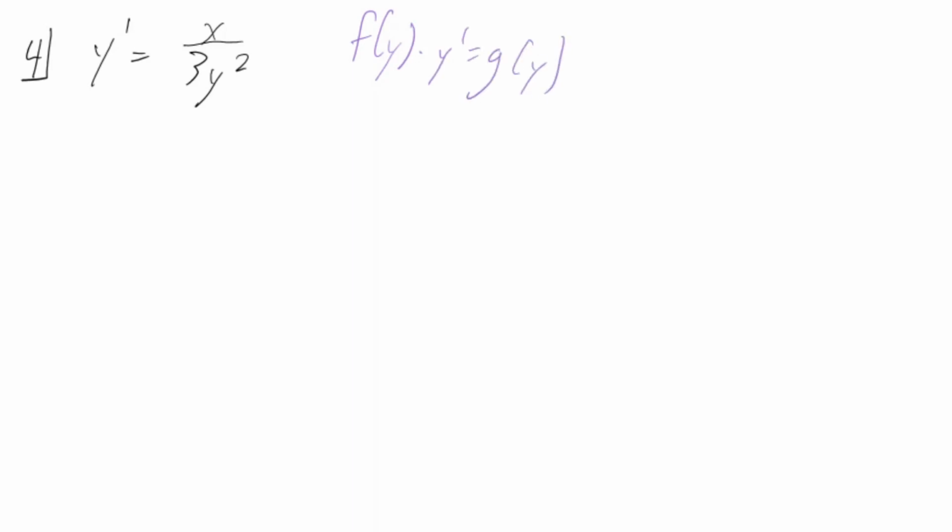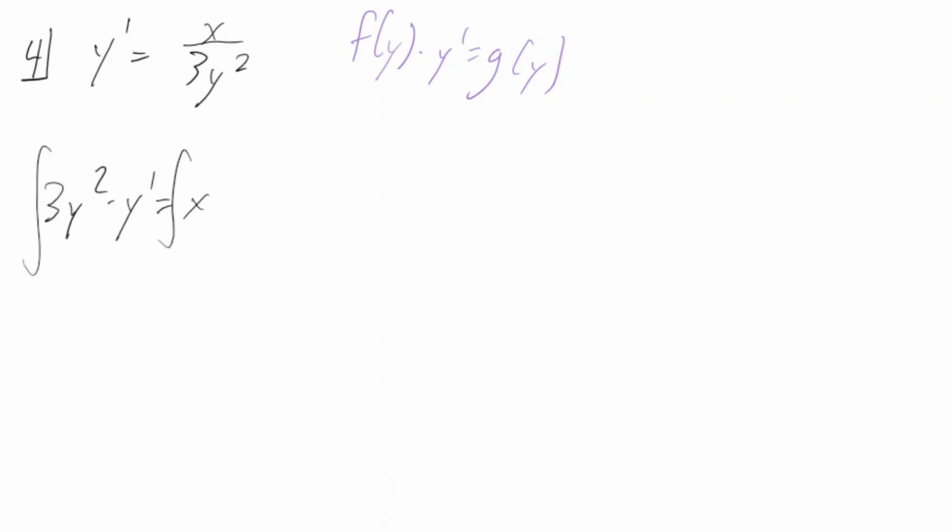Let's go through a few more examples, maybe do another easy one. So here we have y prime equals x over 3y squared. And again, as we just saw, we want to get it out of the form f of y times y prime equals g of x. So we could move just the y squared over, but might as well move all of 3y squared over. So we have 3y squared times y prime equals x.